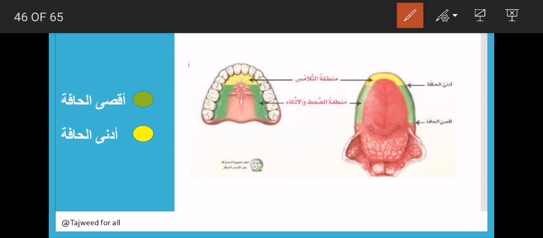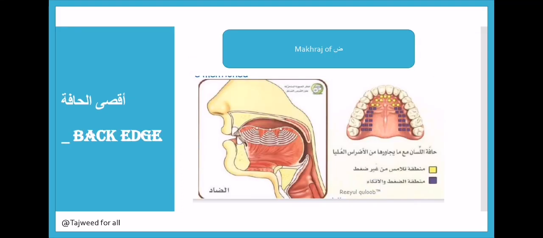If we count the teeth, as you can see, 1 2 3 4, 1 2 3 4, the 8 teeth area is the area of the adnal hafa, and the remaining is the area of the aqsal hafa. This is very important for the two letters that we are going to study. You have to make it thorough from here. If you didn't understand, you pause here, rewind, and listen and make sure that you understood this clearly. Okay, now we will move on.